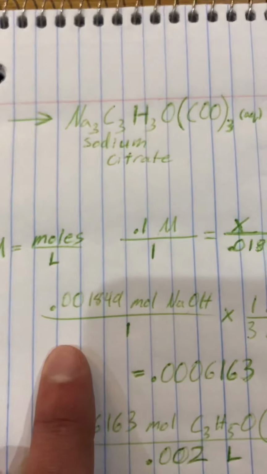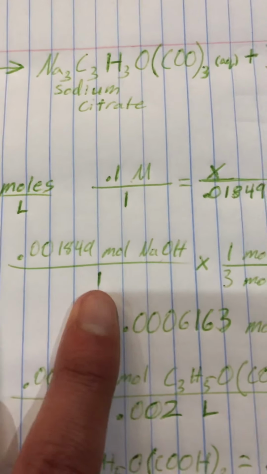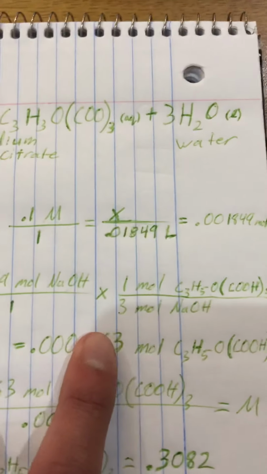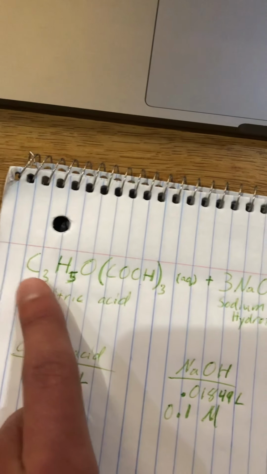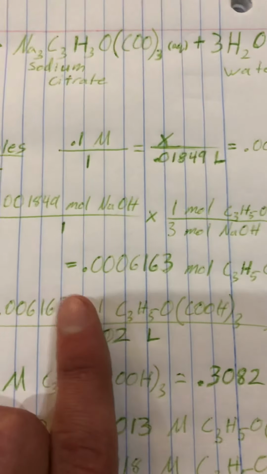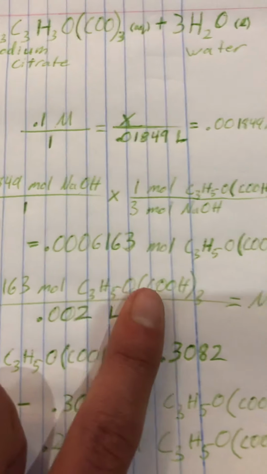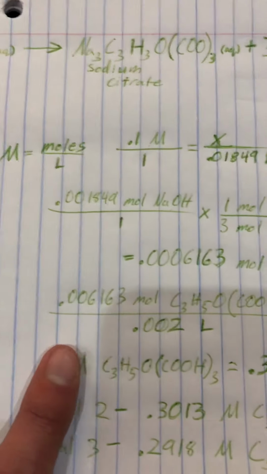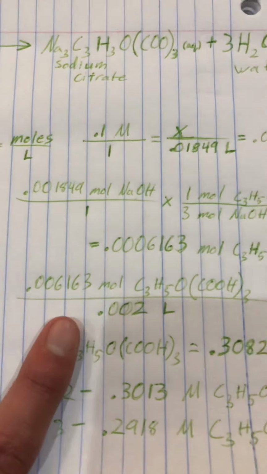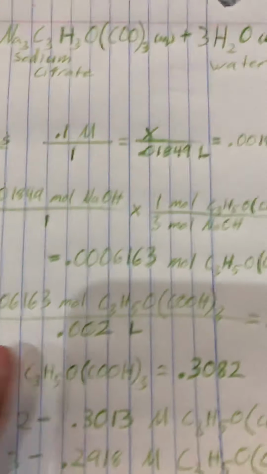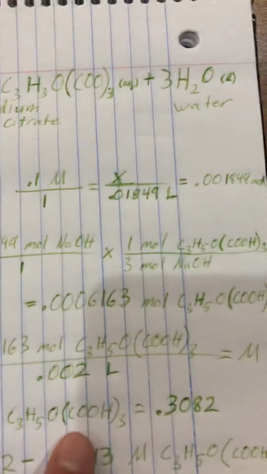And going through this, you can see that we use 0.001849 mole of NaOH over 1, and then multiplying that by the number of moles that are used in the balanced formula that we used above. You can see that NaOH has 3 moles, and citric acid does not have any, has just 1 mole of it in the formula. After multiplying this out, you get 0.0006163 mole of citric acid. And then after that, we can then solve molarity by taking 0.0006163 and dividing that out by 0.002 liters like we were previously given at the beginning of the experiment.